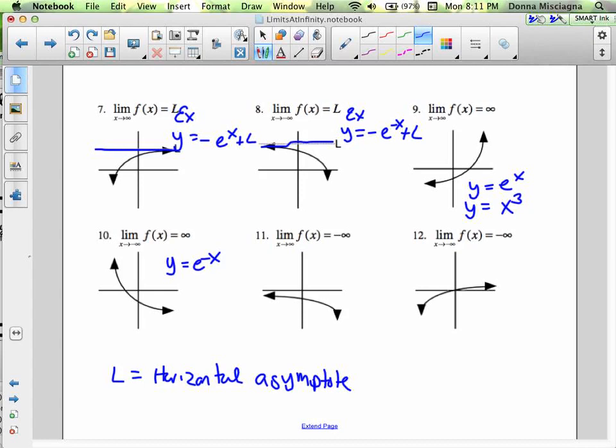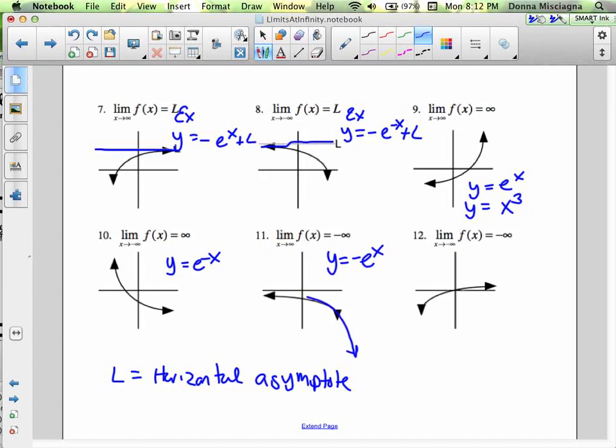Here we have the limit of f of x as x approaches infinity. Our limit is approaching negative infinity. So as x keeps increasing, our function is going to keep decreasing without bounds. And this would actually be an example of exponential growth, y equals negative e to the x.